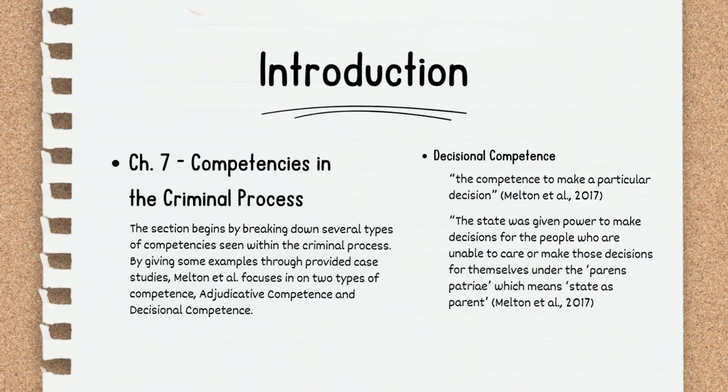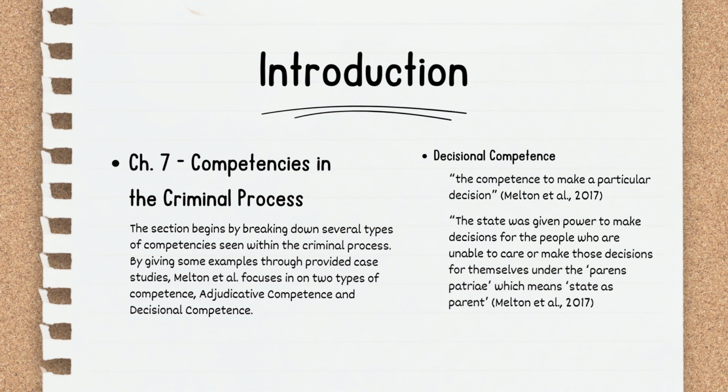As a quick introduction for Chapter 7, which is on competencies in the criminal process, this section begins by breaking down several types of competencies seen within the criminal process. By giving some examples through provided case studies, the authors of our textbook focus in on two types of competencies. The one that reflects most for my topic of consent to search and seizure is decisional competence, which is the competence to make a particular decision.